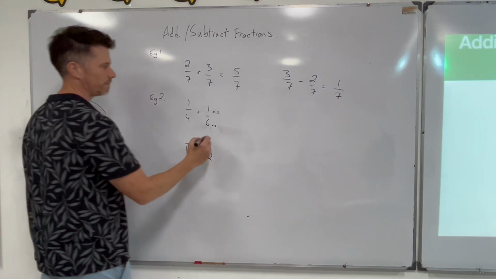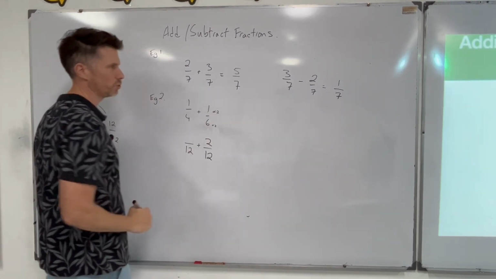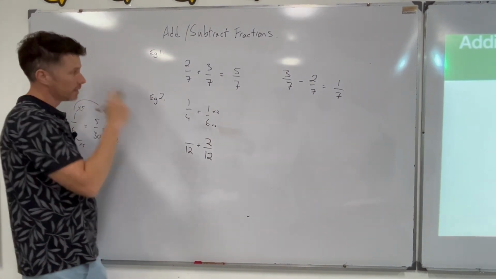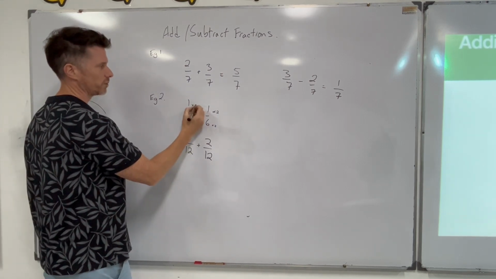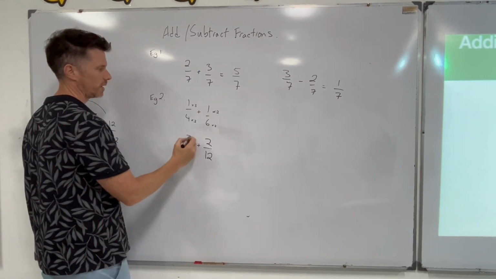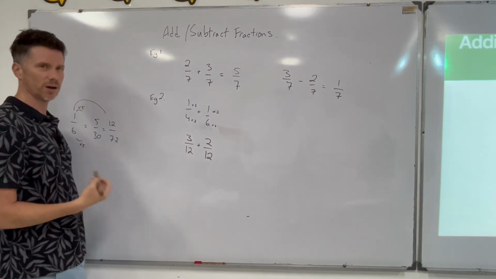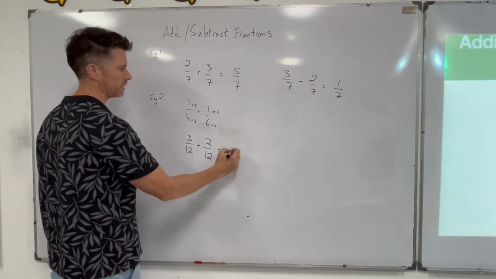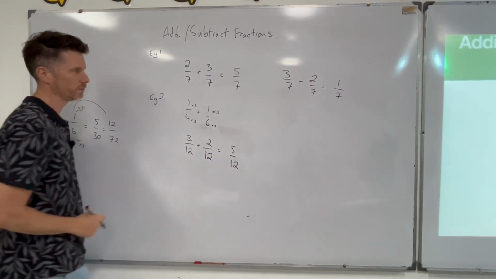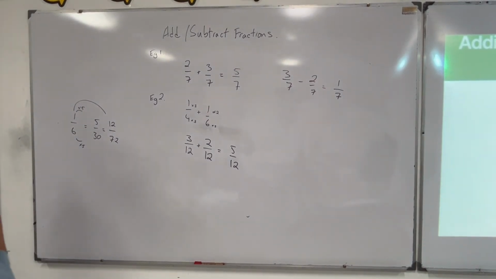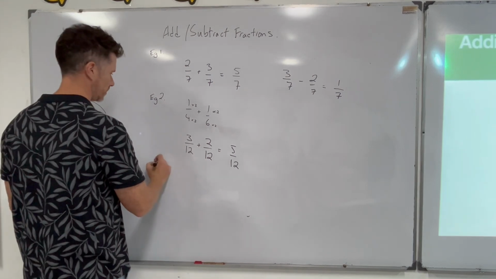Now in this case, 1/6 can be written as 2/12. That suits me. 4 needs to be multiplied by 3 to get to 12, so the numerator must also be multiplied by 3, and I get 3/12. Now, because I have the same denominator, I can add, and I get 5/12. 3 of something plus 2 of something is 5 of something. Very good. Next, we go on to example 3.